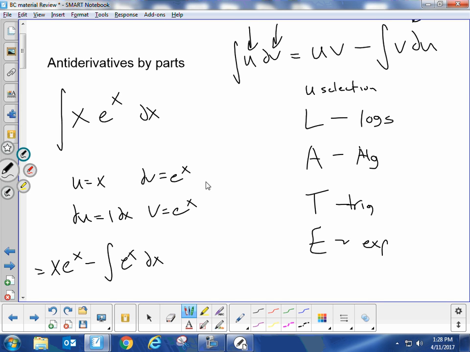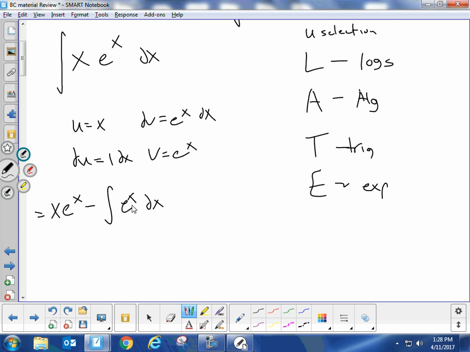Technically, we should have the dx here and this dx here, and when we take the antiderivative of this, it would just go away. When I took the derivative of this, it would become dx. But now I can take the antiderivative of this, e to the x. So antiderivative of e to the x would be e to the x, and then I include a plus c.